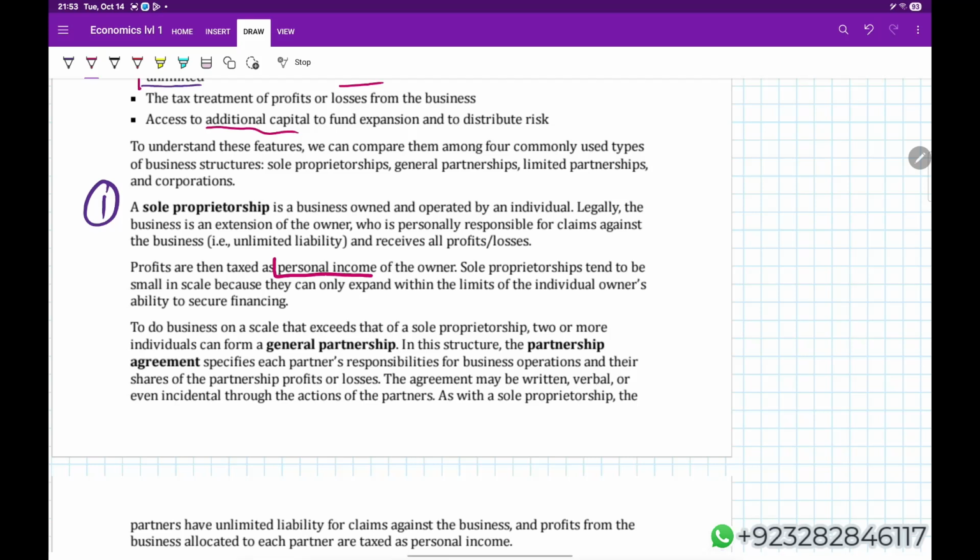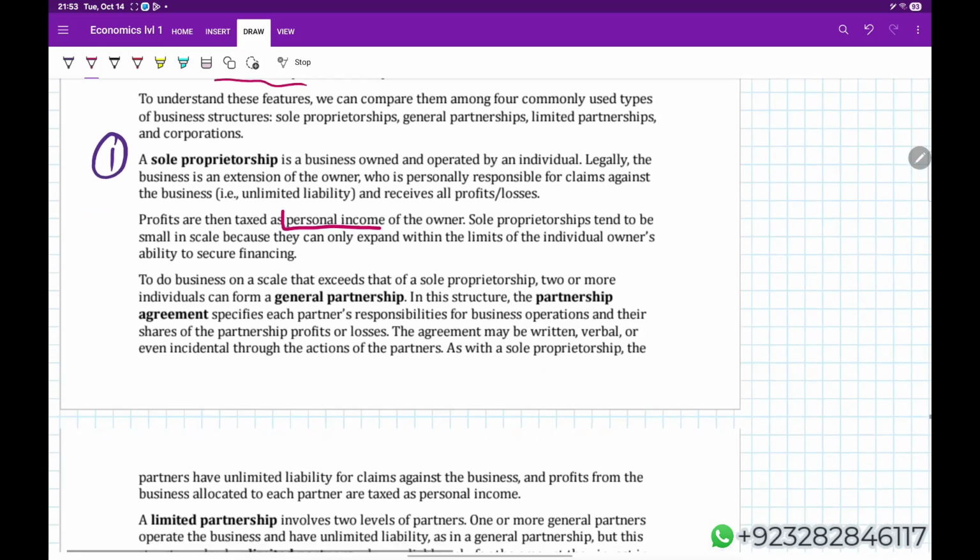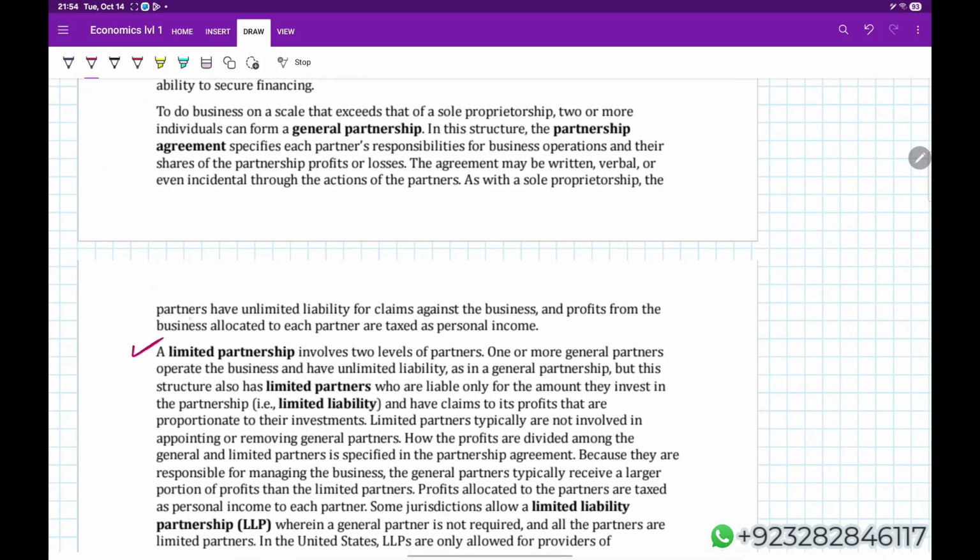The second type of business is the partnership. When we talk about partnership business, there is the general partnership that you guys are aware of, the general structure of the partnership. And then the more sophisticated structure of partnership, we have the limited partnership.